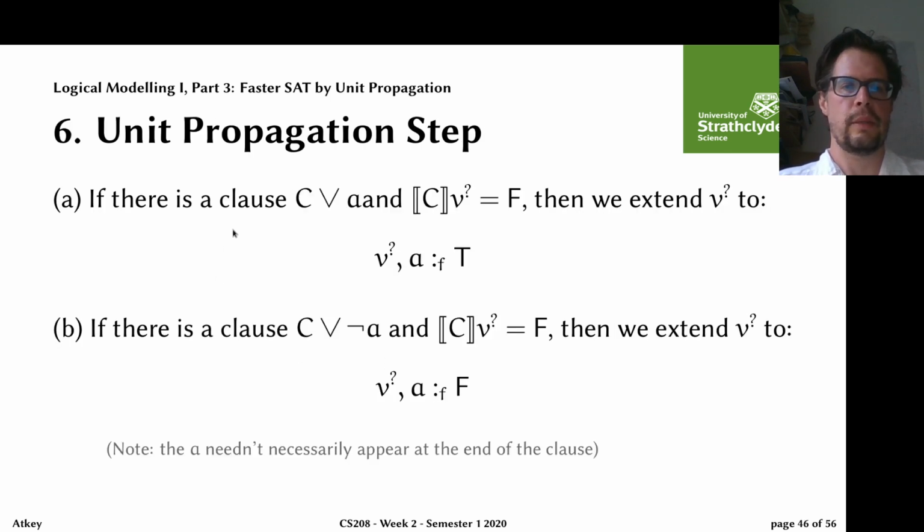So let's look at the unit propagation step. If there is a clause C or A, and the current valuation says that C must be false, then we extend the current valuation with A forced to be true, because that's going to make this true. Symmetrically, if there's a clause C or not A, and the current valuation says that C is false, then we extend the valuation to say that A is forced to be false. And note that A needn't necessarily appear at the end of the clause, it could appear anywhere inside.